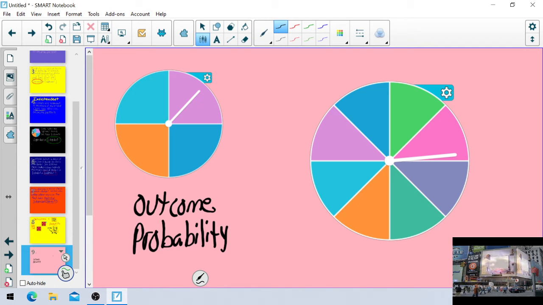Let's do another one. What's the outcome of these two spinners? These are called compound events. You know what compound means? Two or more. Sometimes it could be three or more. Compound events, two or more. So right here, class, we have 4. And how many do we have right here? 1, 2, 3, 4, 5, 6, 7, 8. We have 8 right here.